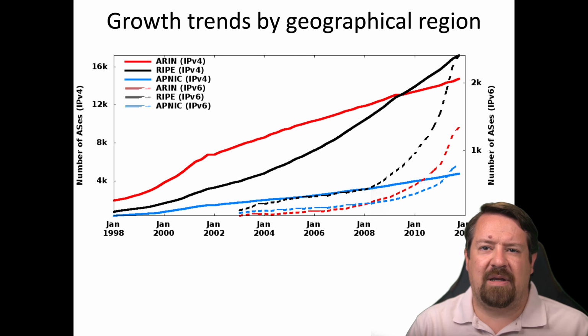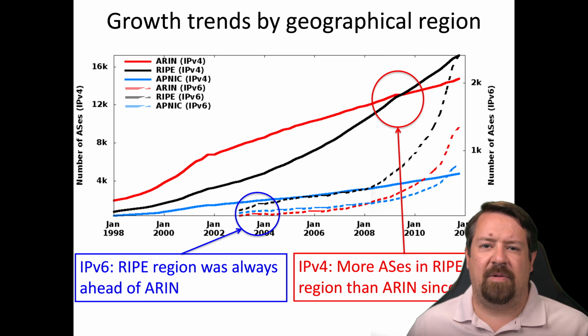And by the time we get to the right side of this plot, even though V6 and V4 are on 2 different Y scales, the ordering is the same. RIPE has the most ASNs, ARIN has the second most, and APNIC has the least. So this seems to imply that there's a convergence in the number of ASNs supporting the 2 protocols within each of the RIRs. We can also note that while RIPE initially lagged ARIN in growth of V4 ASs, RIPE has always been ahead of ARIN in IPv6 ASs.